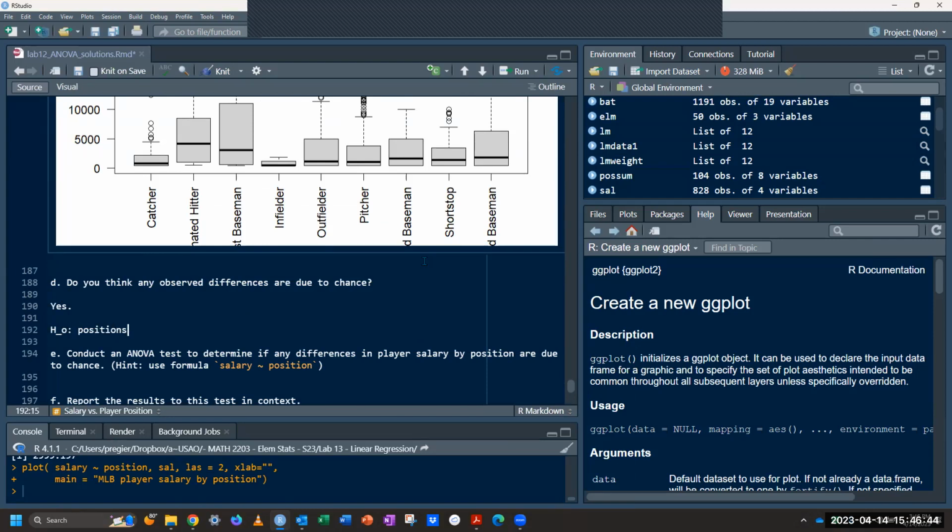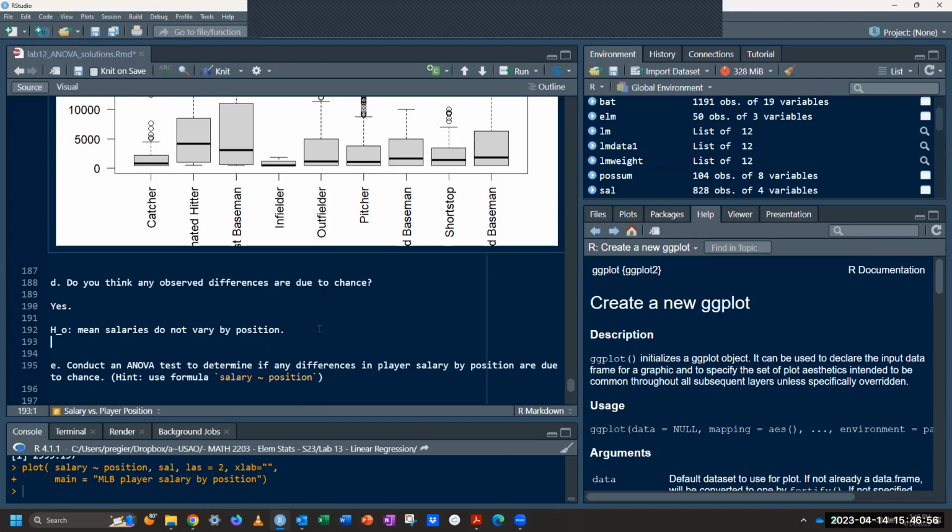positions do not vary. Salaries do not vary. So the mean salary is the same for all positions. They're all equal. And the alternate says they do not. They do vary.